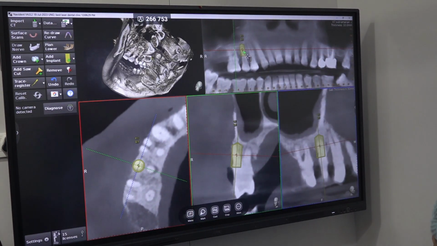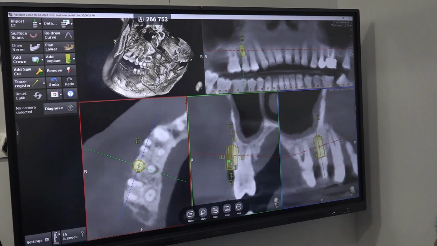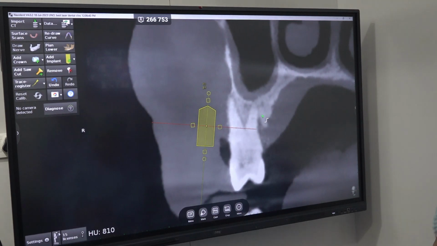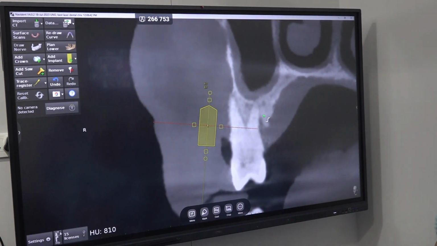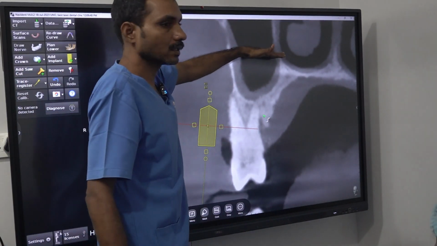Now we are coming to the second premolar. Second premolar usually will have two roots, no? Sorry, one root. But here it has got two roots. Maybe a 5.5 we can place. The sinus floor is close to the apex. If the sinus floor is here, then it is an easy case.